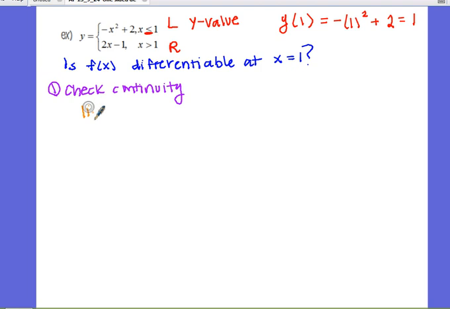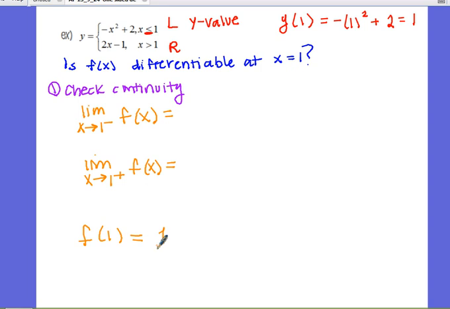So what's the three-step process? It is first to find the limit as x approaches 1 from the left side of the function. The next step would be to find the limit as x approaches 1 from the right side of the function. And then the last would be to find f of 1. Well, we already did that. We know that that value is 1.